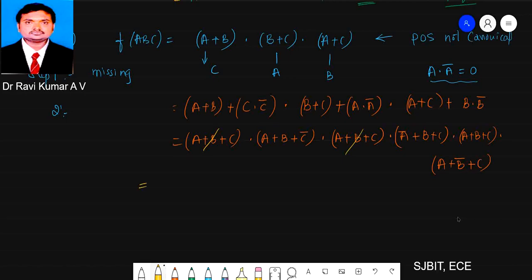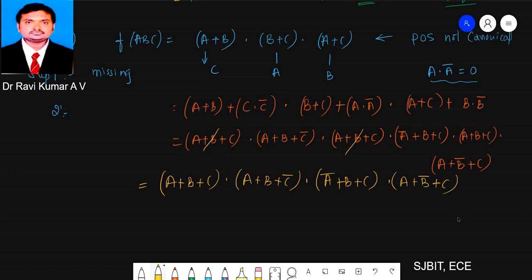So we will get the expression as A plus B plus C into A plus B plus C bar into A bar plus B plus C into A plus B bar plus C. So here it is the standard or canonical POS form.